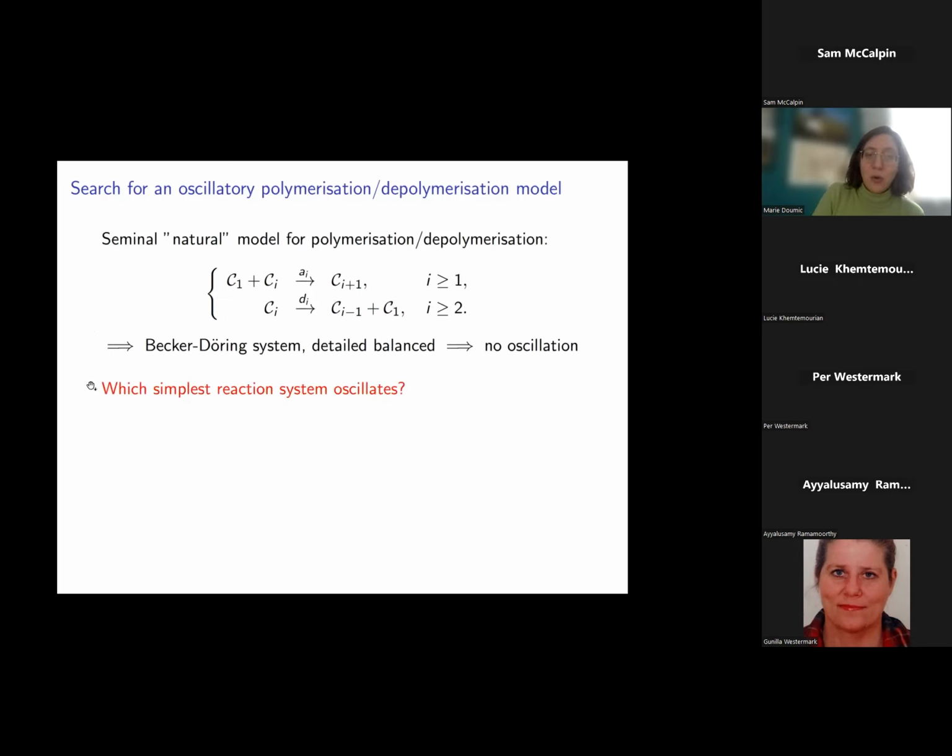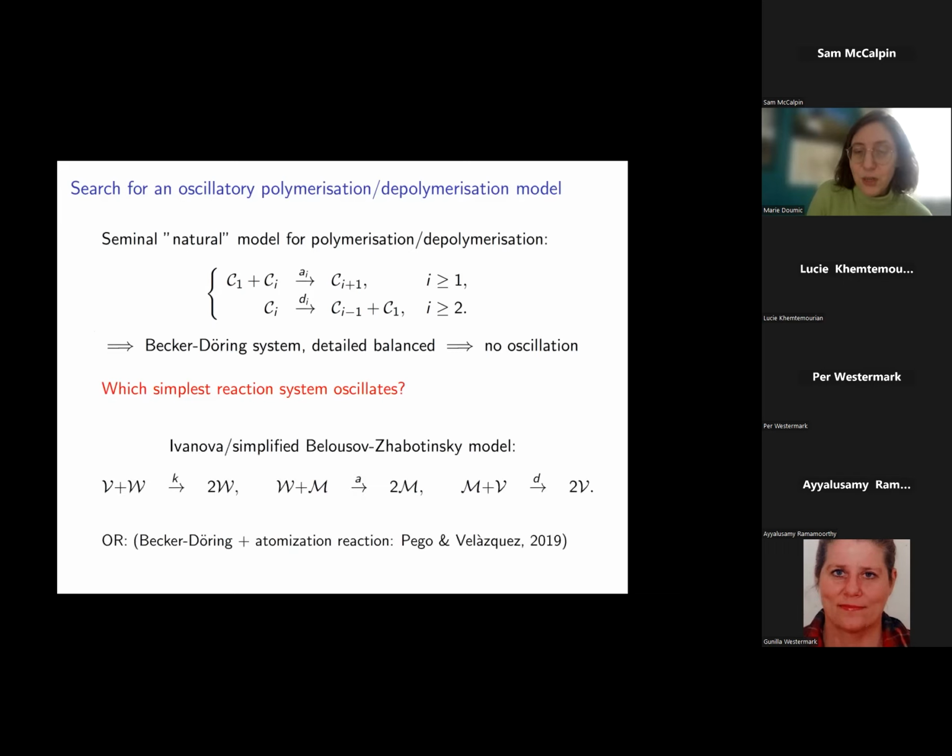Now, which simplest reaction system may give rise to oscillations? One possible answer is the so-called Ivanova or Belousov-Zabotinsky model, very much simplified. So it's a scissor-paper game also. If you have V plus W gives rise to 2W, W plus M gives rise to 2M, and M plus V gives rise to 2V, then it really gives very coherent oscillations, unsustained oscillations, never vanishing.